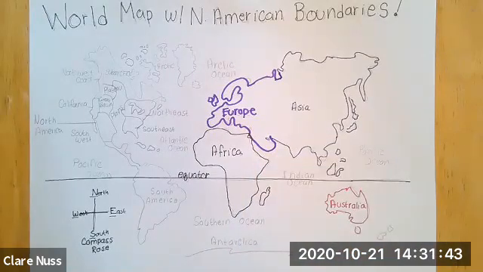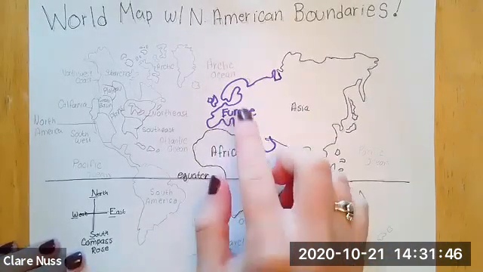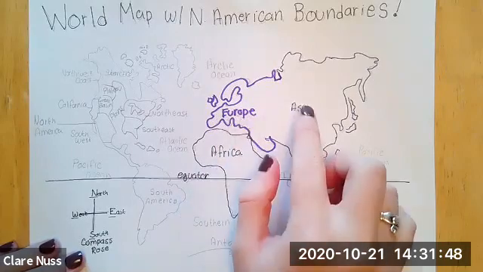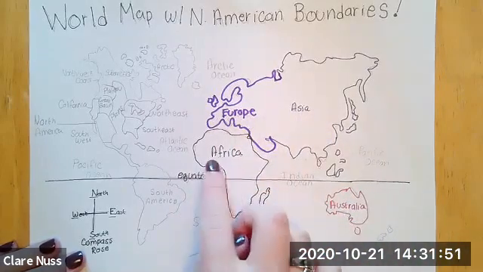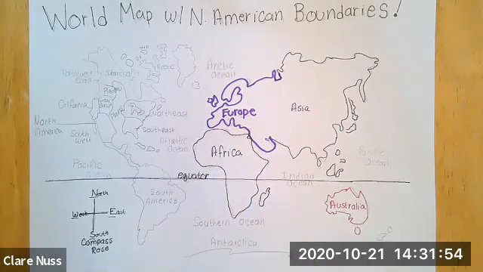All right. Now, will you read these 4 continent names with me? Read them with me. Europe, Asia, Australia, and Africa. Which continent is separated by the equator? If you said Africa, you are correct. Which continent is to the west of Asia? If you said Europe, you are correct. Which continent is located in the southern hemisphere? If you said Australia, you're correct.